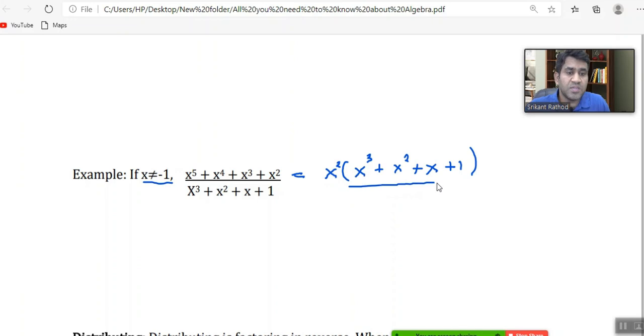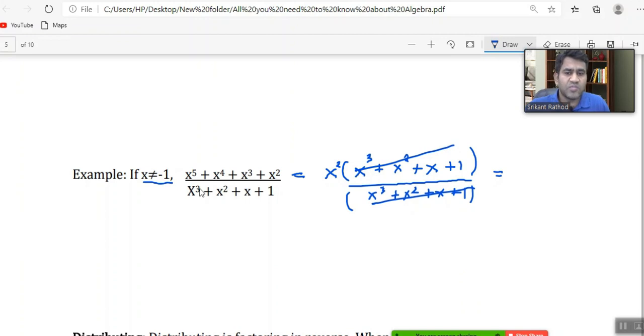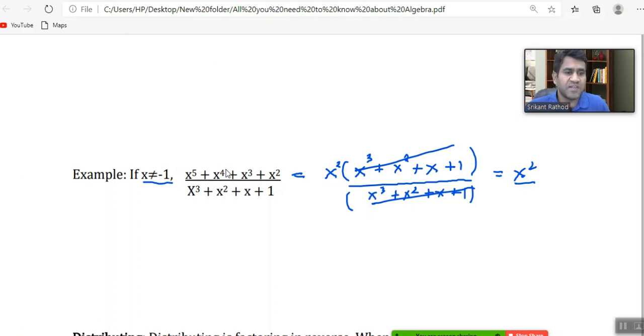The denominator here is x cubed plus x squared plus x plus 1. Now look, the numerator and the denominator have the same expression, so I can cancel them. So this expression is simplified to x squared. This entire expression is equivalent to x squared. So this is how we can make use of factoring out to simplify expressions. All right.